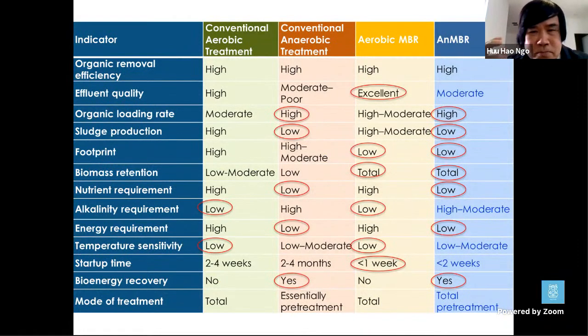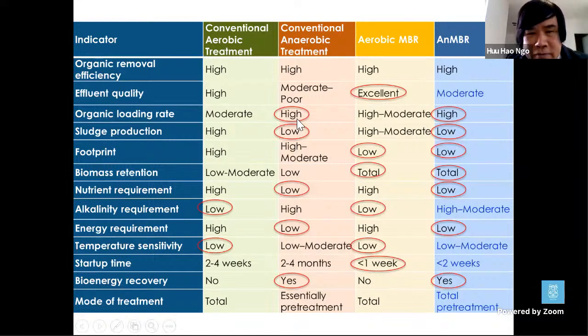All right, and now it's very interesting. We want to make the comparison from the different indicators, for example, from organic removal to bio-recovery, mode of treatment, footprint, biomass retention, nutrient requirement, or whatever, to make the comparison. And then you can see it is interesting here: anaerobic treatment and aerobic treatment, anaerobic MBR and aerobic MBR. Okay, so now what we do is count the red color, whatever I just marked. So that means aerobic treatment has 2 tops, so that means 2 good things.